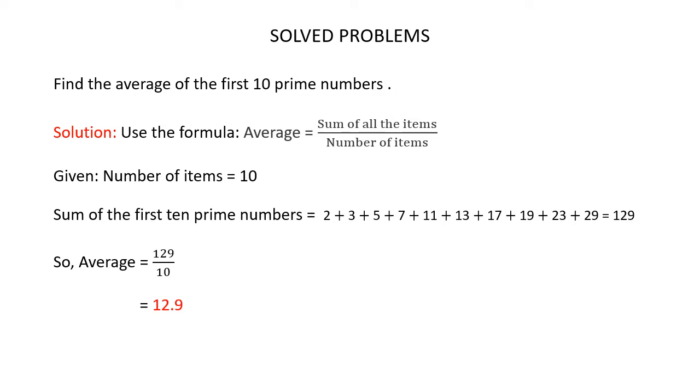Now the first 10 prime numbers are 2, 3, 5, 7, 11, 13, 17, 19, 23 and 29. And the sum of the first 10 prime numbers means you have to add all these numbers. When you add all these numbers, you will get 129 as the answer. So the sum of the first 10 prime numbers is 129. Now average is equal to 129 divided by 10, which is 12.9.